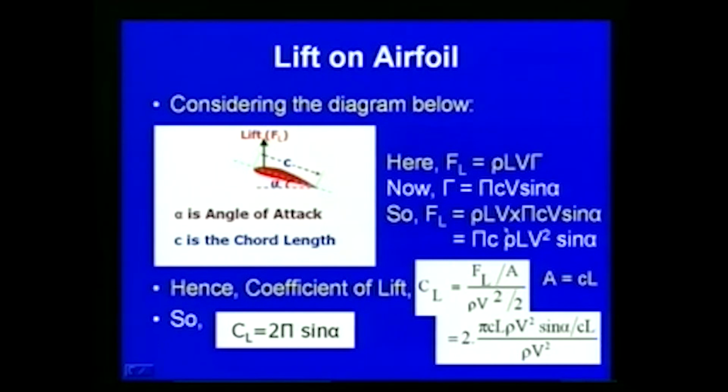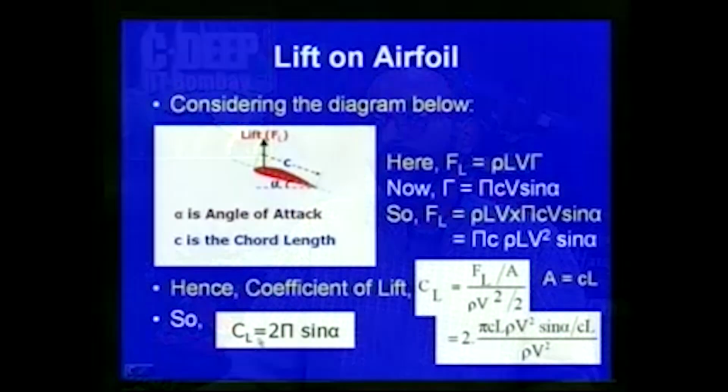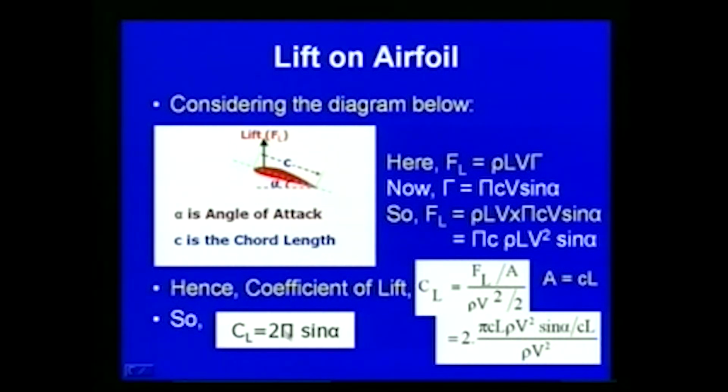We have already derived F_L is equal to pi C rho L V square sin alpha. So, we can substitute back here, and A is C L, and finally we will get the coefficient of lift for the airfoil as 2 pi sin alpha. So, here we have derived the coefficient of lift for the airfoil. You can see that the coefficient of lift is only a function of the angle of attack, since 2 and pi are constants.